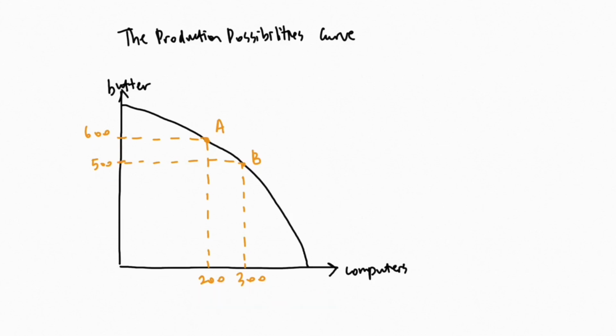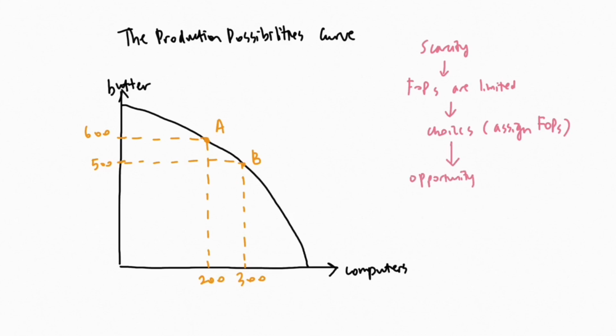So after learning about the production possibilities curve, we can summarize the following. The condition of scarcity means that factors of production are limited, and we have to make choices of how to assign these resources to produce different combinations of goods and services in the economy. And by making these choices, opportunity costs are incurred in the form of the goods and services that we had to give up producing in order to produce at a different combination along the production possibilities curve.